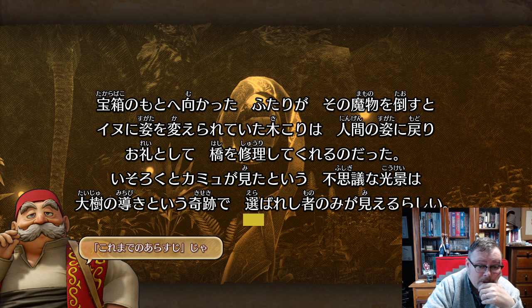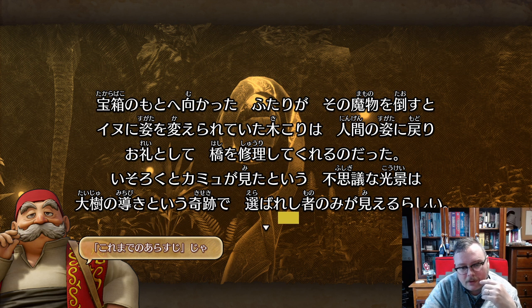So let's start with this word, erabareshi mono. Now this shi shows up a lot in this game, and it is the first time I've ever seen shi before. I know what it means, but I've never seen it before, and I need to look it up.